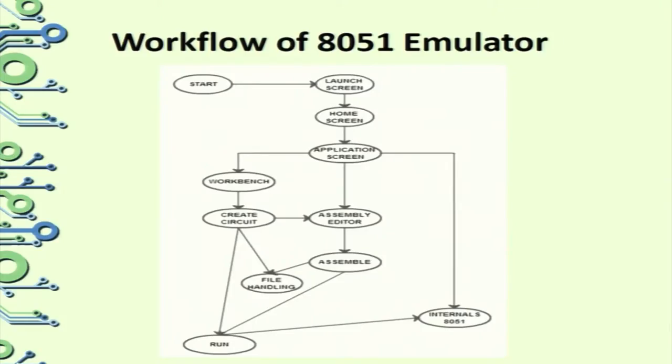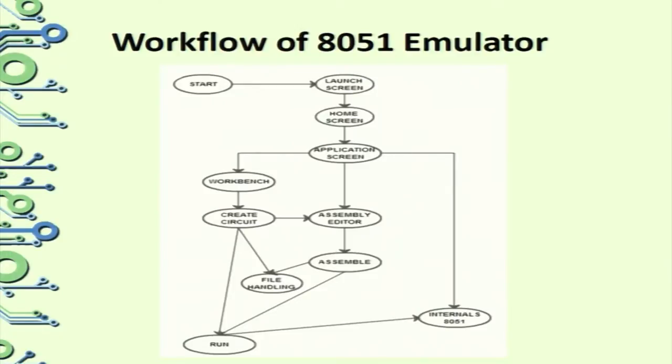Now, before taking you to the first module of our application, I would like to give you a gist of the workflow of the emulator. Entering into the application screen via launch screen and home screen, we can see 3 basic modules. The first, the workbench. The second, the assembly editor. And the third, the internals 8051. The workbench provides an option to create the circuit. The assembly editor provides an option to assemble the code.